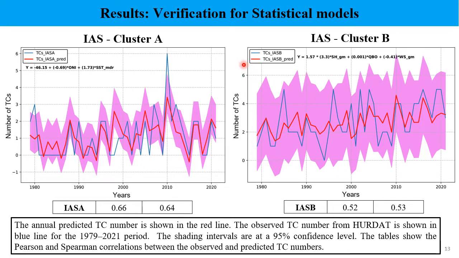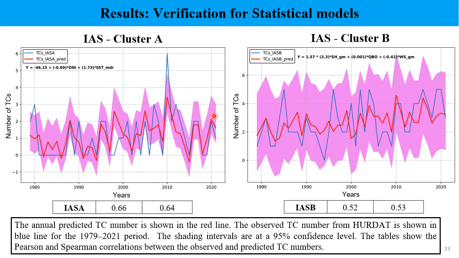the previous image, and as you can see here, we have the statistical models for the cluster A and the cluster B. You can see the equation for each of the models. You can see the predicted values in the red line, the observed values in the blue line, and in the shading you have the confidence intervals at the 95 percent level.